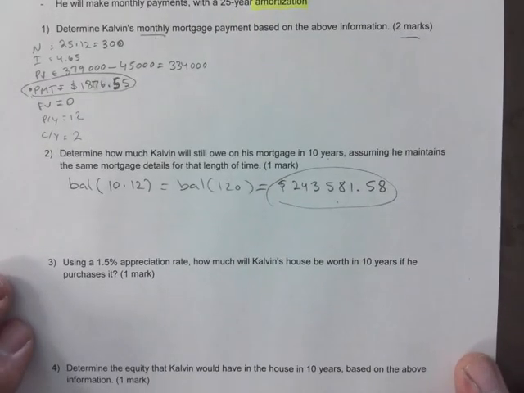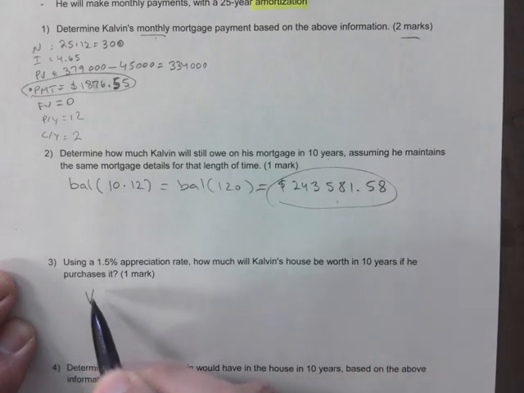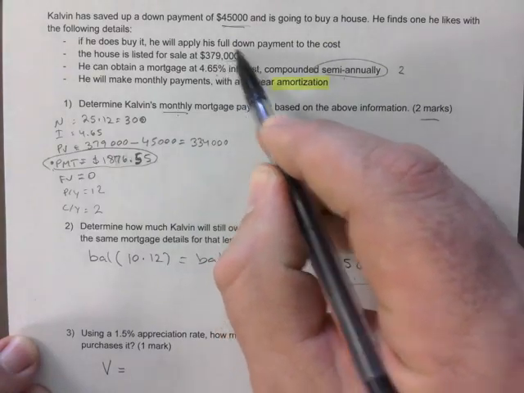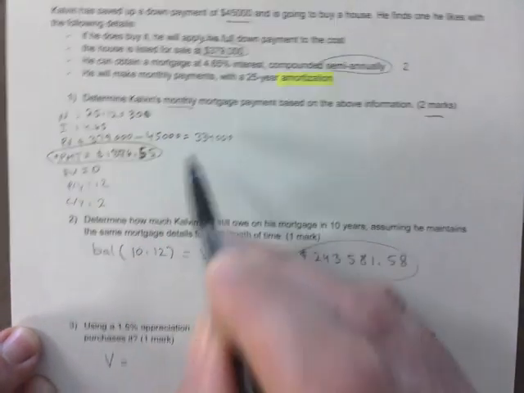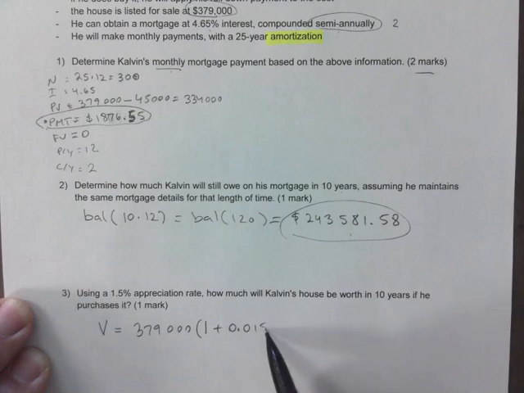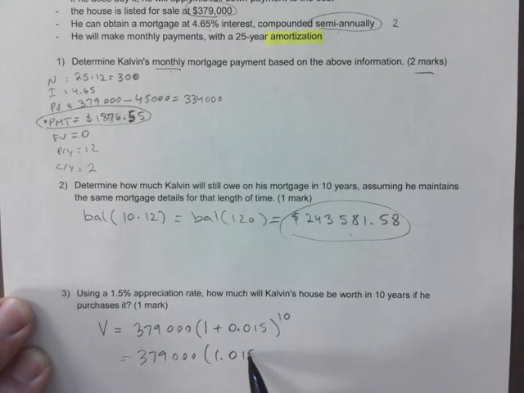Okay. Using a 1.5 appreciation rate, how much will Calvin's house be worth in 10 years? So the formula varies, right? But the value of the house will be, you use the actual value that you purchased it for, not the down payment. It doesn't have anything to do with this. So it's 379,000 times 1 plus 0.015 to the power of 10. Okay, that'd be 379,000 times 1.015 to the power of 10. You could run this all in one shot. That'd be $439,844.97.